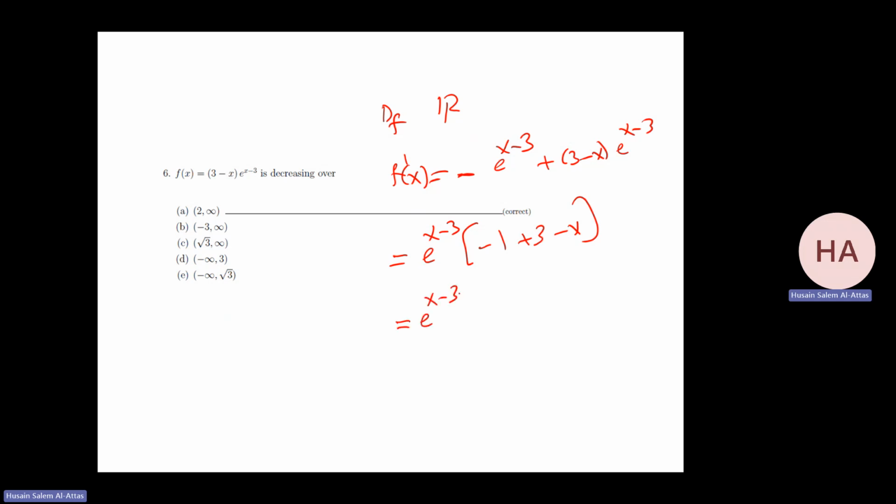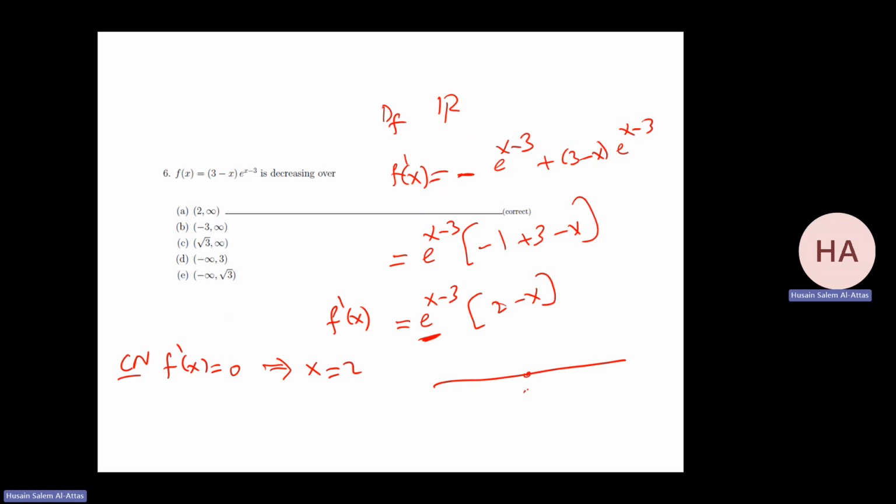E to the power x minus 3 times what? That will be 2 minus x. That will be f prime. Critical numbers. F prime equals 0. The function is differentiable everywhere. So I have x equal to 2, since this is never 0. Take a value before 2. Negative 1 or 0. It will be positive. This is always positive, so that will be positive. More than 2, 3, that will be negative. Actually, the power is odd, so you need to change the sign. What does he want? He wants decreasing from where to where? From 2 to infinity, which is this.